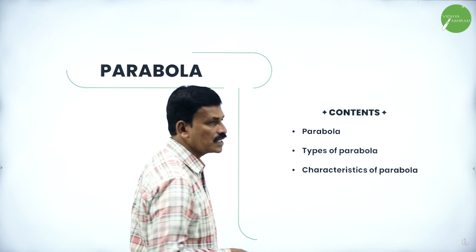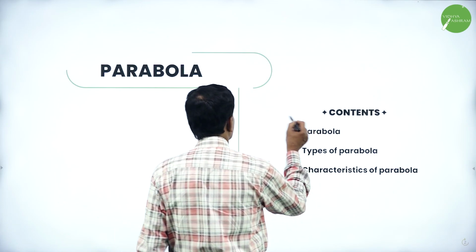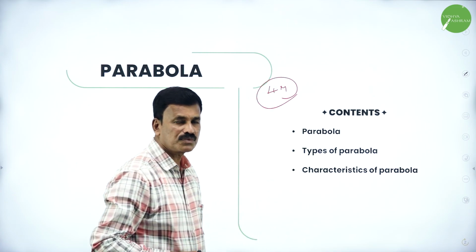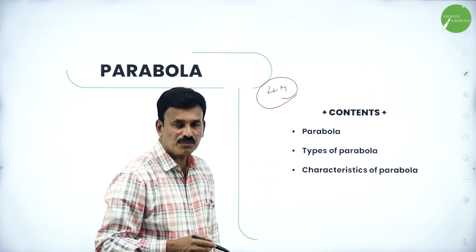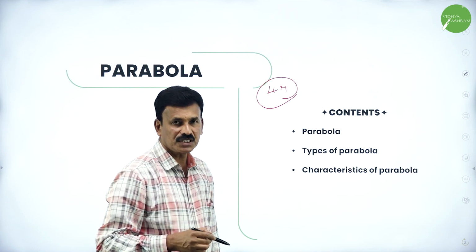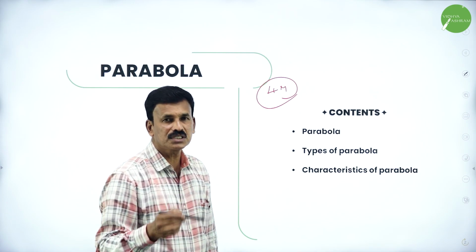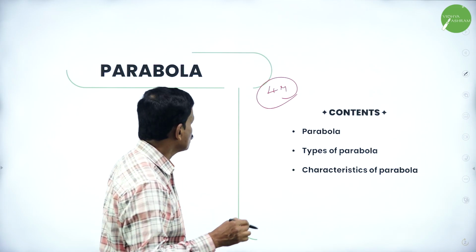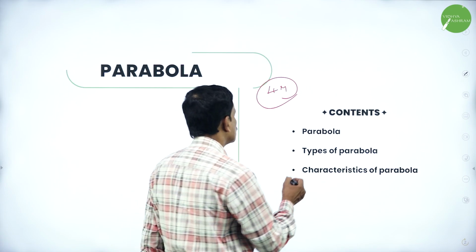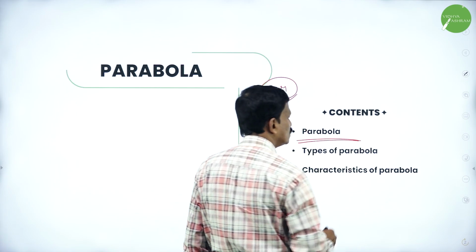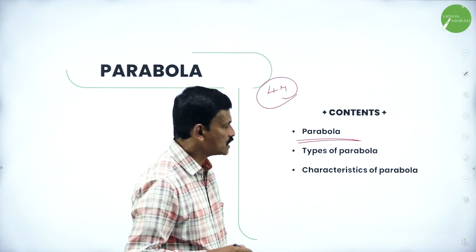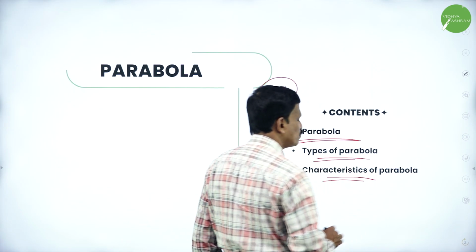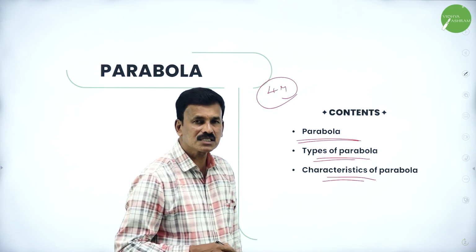Now, what are the contents I am going to discuss today? Before that, the weightage for this chapter is 4 marks. So you will get 4 marks from this chapter: one 1-mark question and one 3-mark question, or two 1-mark questions and one 2-mark question. Today I am going to discuss the definition of a parabola, the definition of eccentricity, the different types of parabola and the different characteristics of the parabola.